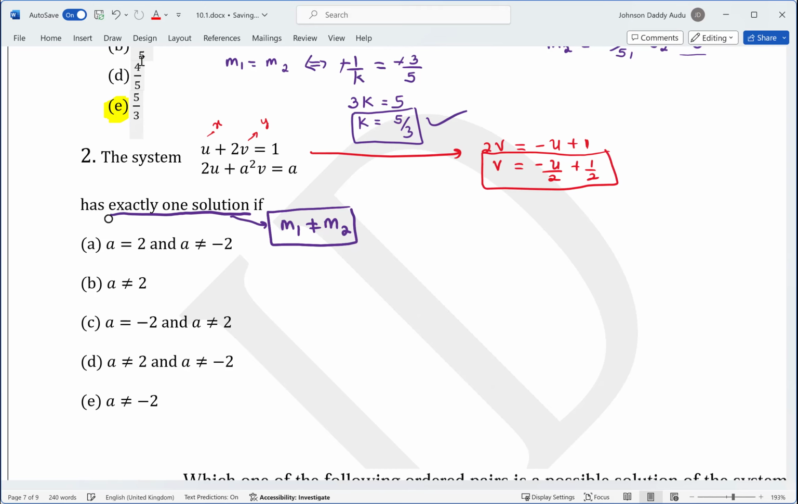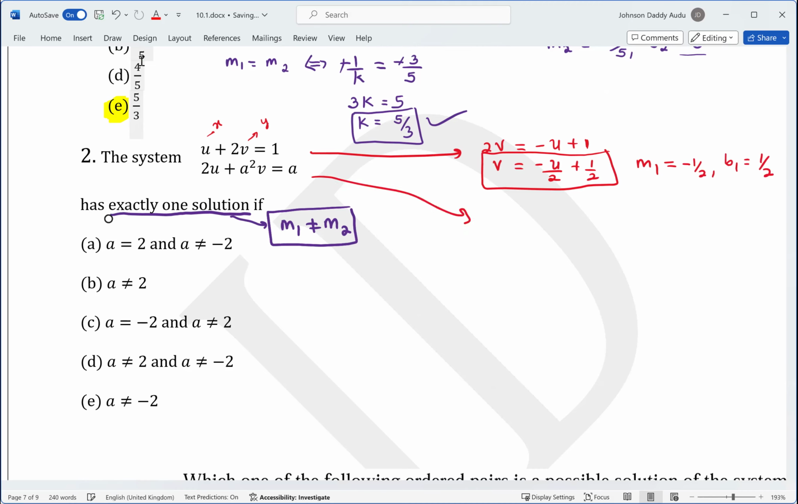So now what will be our slope? What will be our M1? M1 will be the coefficient of U, which is minus half. B1 will just be what? 1 over 2. Okay. Now, let's move from here.